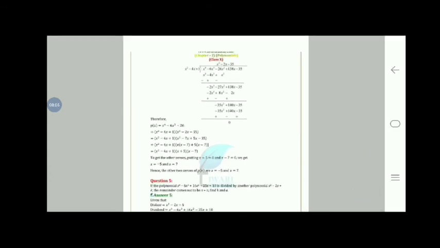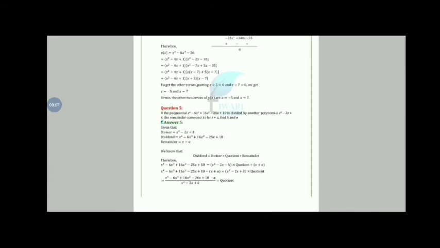Since these are the factors, further we again divide in the form of factors. So we will get x square minus 4x plus 1 into x plus 5 into x minus 7. To get the other zeros, putting x plus 5 is equal to 0 and x minus 7 is equal to 0, we are getting x is equal to minus 5 and x is equal to 7. Okay, now let us move towards the next question, question number 5.